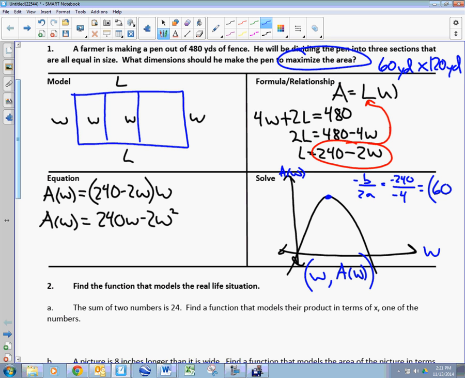Think about it. What would be the minimum area? 0. If you simply had a length here of 240, a length here of 240, and then 0, 0, 0, 0, your answer would be 0 for the area.